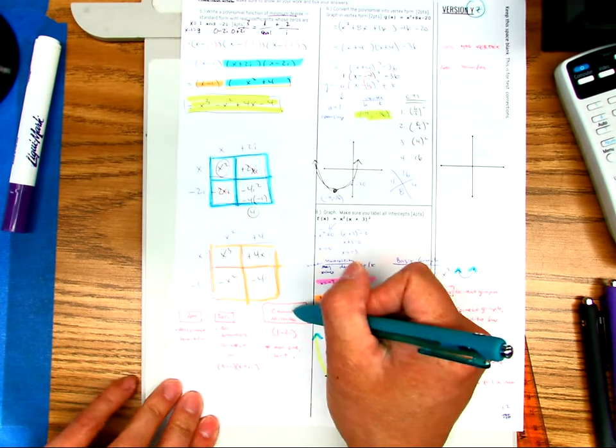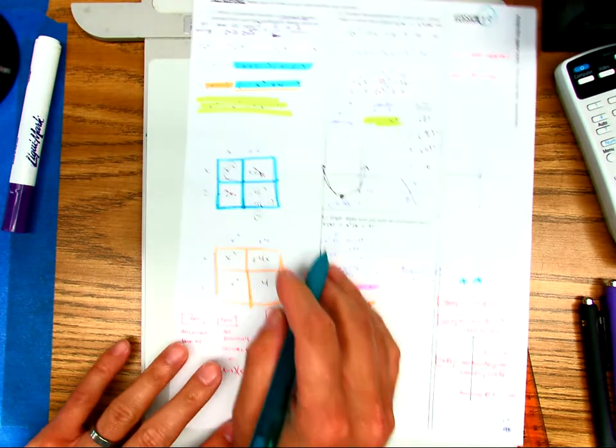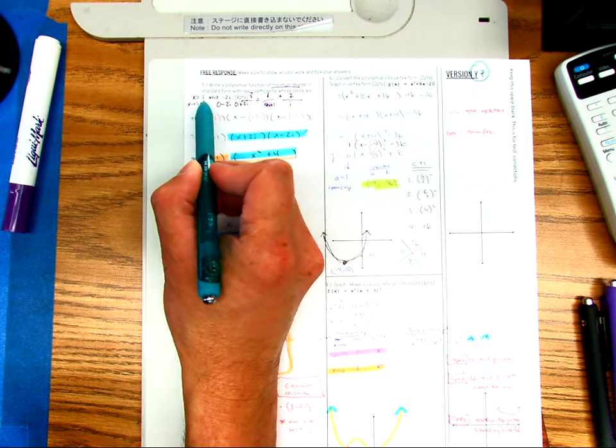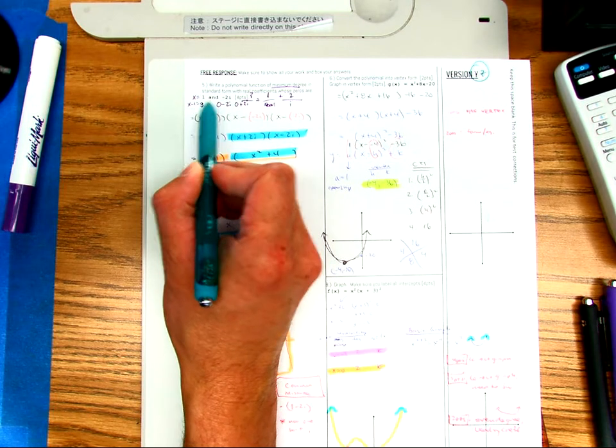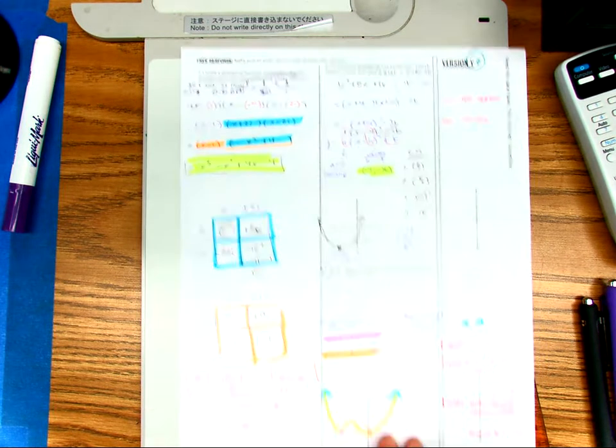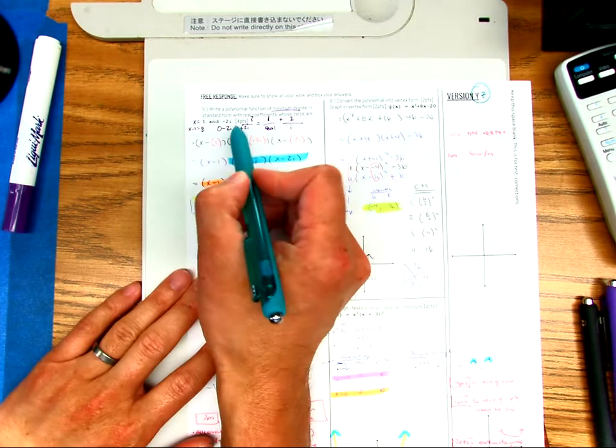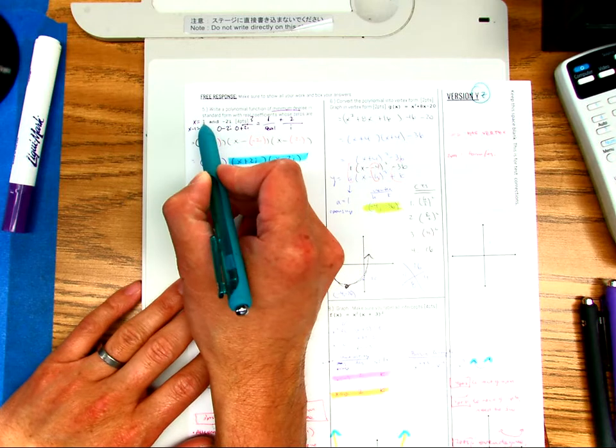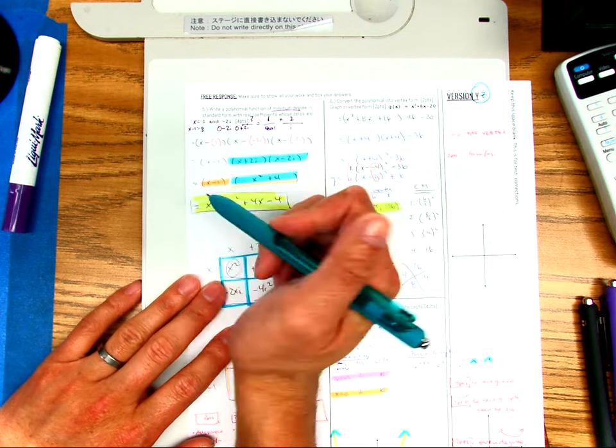A common mistake was to think that the first binomial is 1 minus 2i. That's incorrect because it says the word "and." Another mistake is students were thinking that this was a 1 or this was an i. So just notice the difference between a 1 and an i.